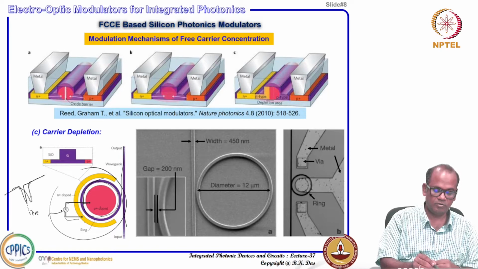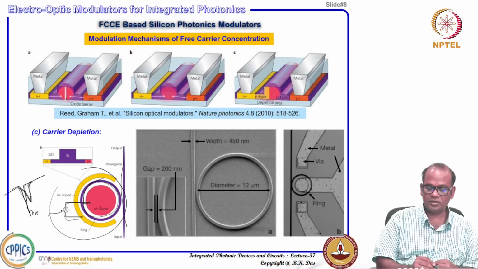When you are applying voltage, the transfer function goes here, and when you are not applying voltage, the transfer function goes here. So if your laser is operating here, when the transfer function is here you get high transmission, and when the transfer function comes back, low transmission. So you can get an intensity modulator.